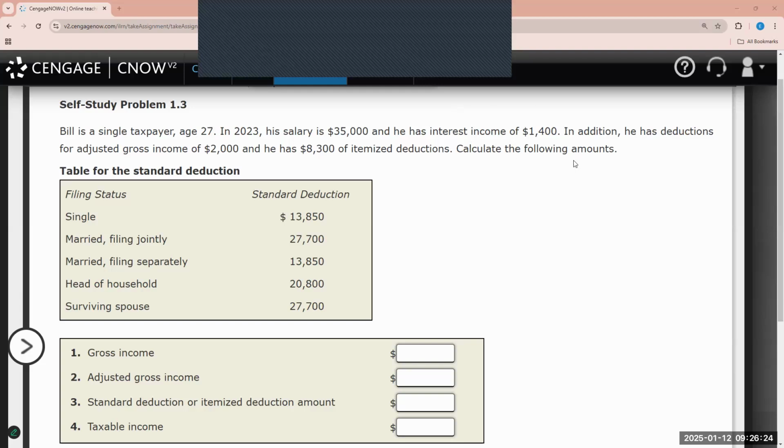So this brings us to our next problem. And here it states, calculate the following amounts. So it states, Bill is a single taxpayer, age 27. In 2023, his salary is $35,000 and he has interest income of $1,400. In addition, he has deductions for adjusted gross income of $2,000 and he has itemized deductions of $8,300. Calculate the following amounts. All right.